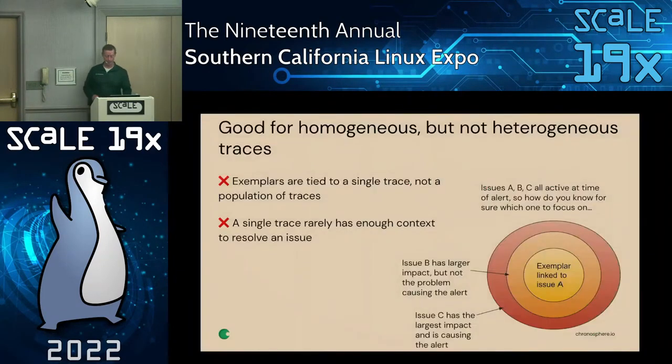So, as we just talked about, they're great for homogeneous types of situations where you have a fairly high confidence that all of the traces look alike and that your error is likely to be found inside.